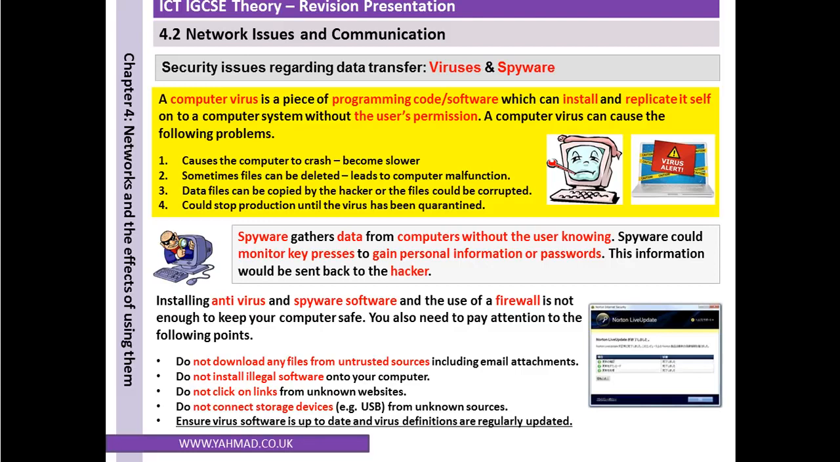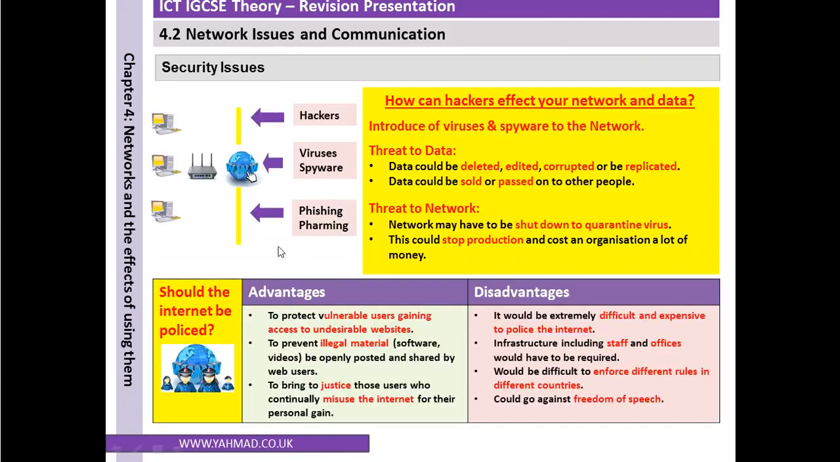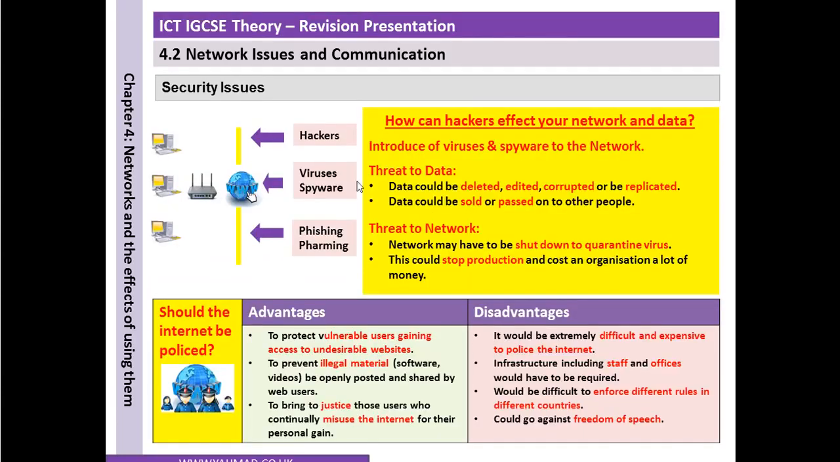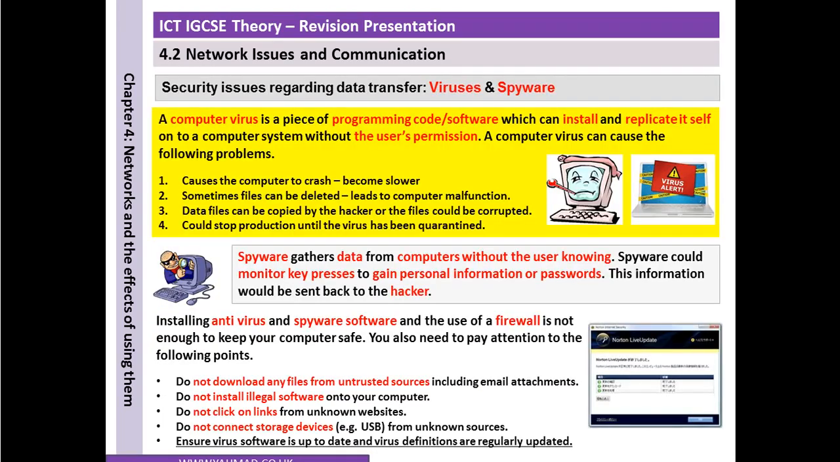Okay, so now let's look at viruses and spyware in a little bit more detail. At the start of this presentation, we looked at potential threats to a network. So we looked at viruses and spyware. Let's see what the definition is and the potential threat to data. A computer virus is a piece of programming code or software which can install and replicate itself onto a computer system without the user's permission.